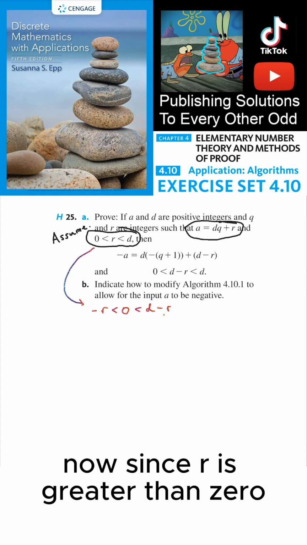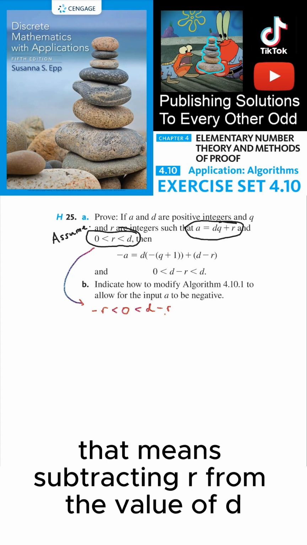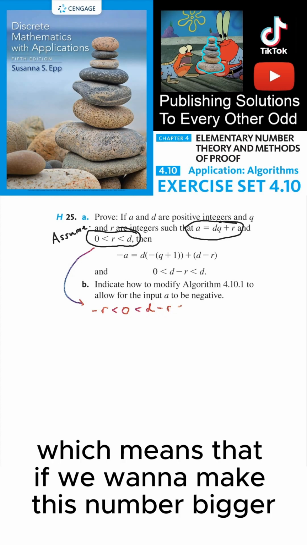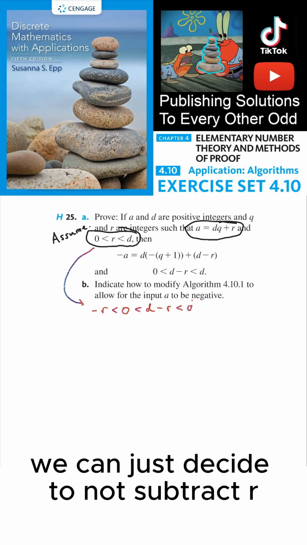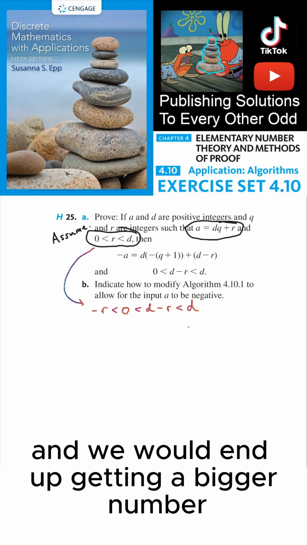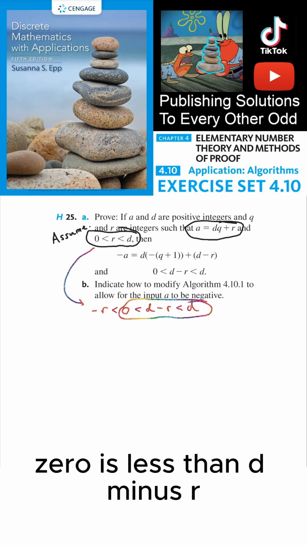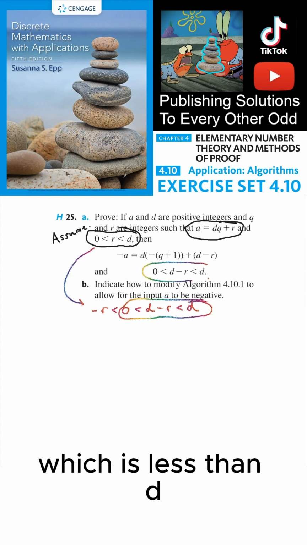Now, since r is greater than 0, that means subtracting r from the value of d decreases the value of d, which means that if we want to make this number bigger, we can just decide to not subtract r, and we would end up getting a bigger number. And so here's how we get the entire inequality. 0 is less than d minus r, which is less than d.